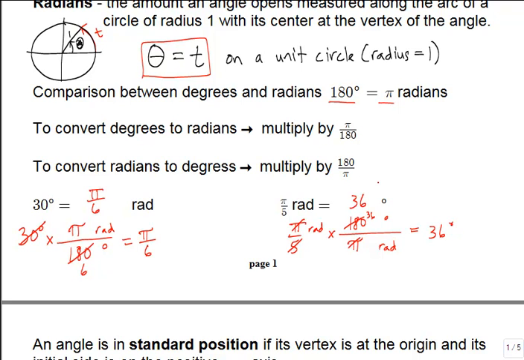Okay, so be able to convert back and forth between degrees and radians just using the conversion factor pi over 180 or 180 over pi.